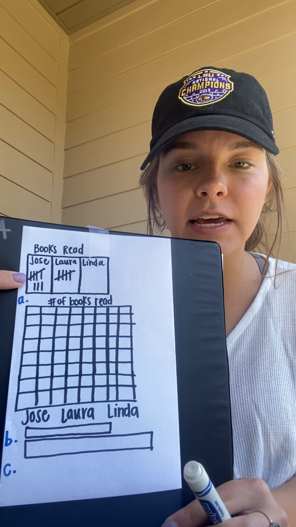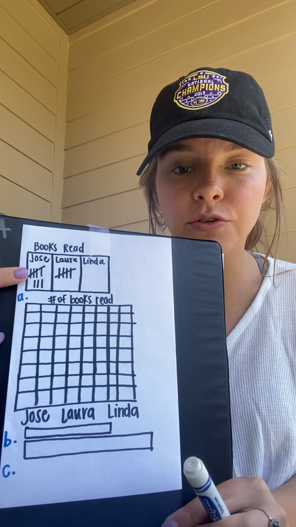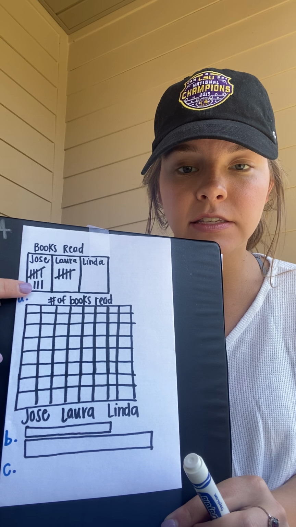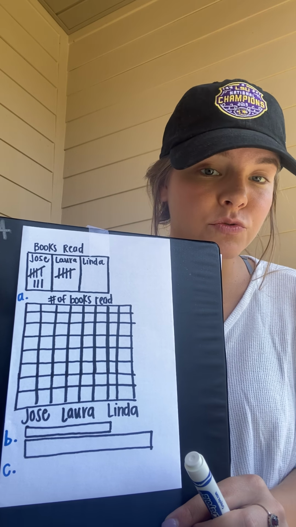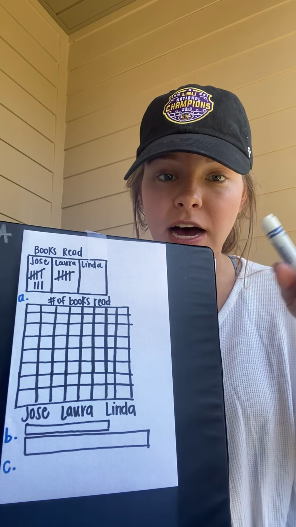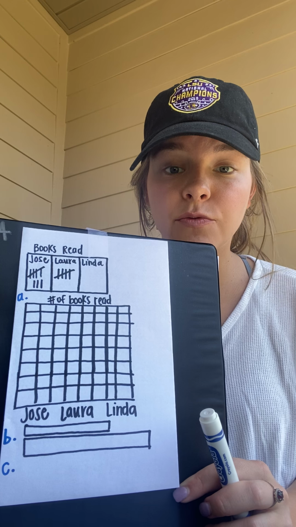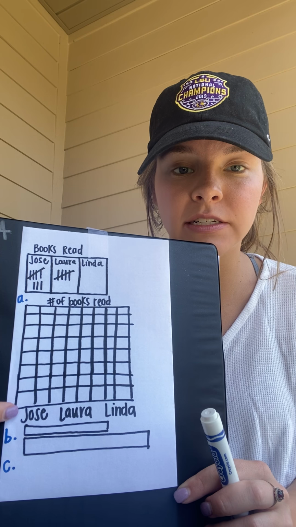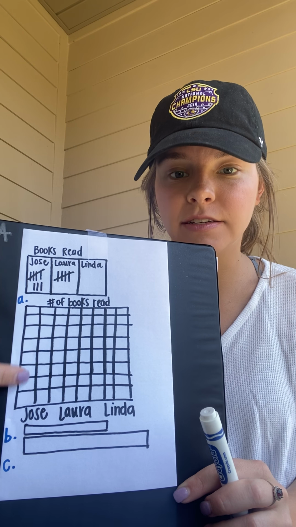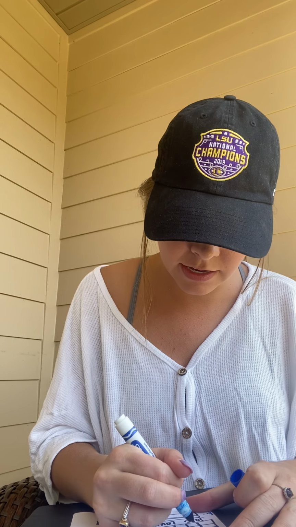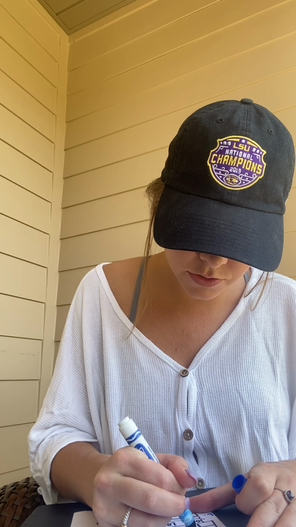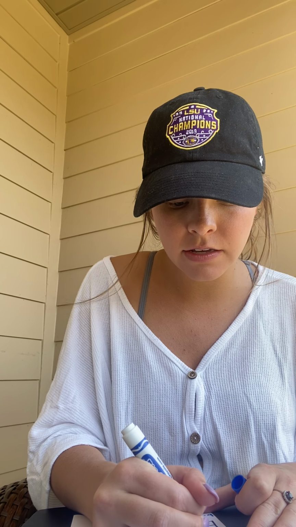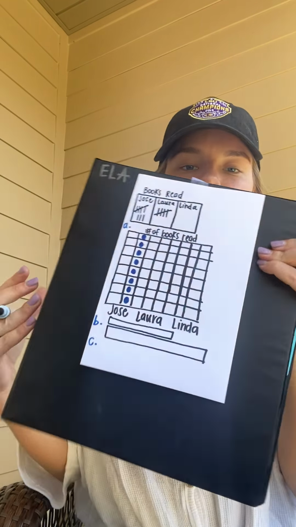If you count how many Jose has, he has 1, 2, 3, 4, 5, 6, 7, 8. And if you notice, in your problem it says each dot stands for one book. So if we know Jose read 8 books, then I'm going to fill in how many spots here? How many dots? 8. So let me do that real quick and show y'all what it would look like. Okay, so I'm at Jose and I'm going to fill in 1, 2, 3, 4, 5, 6, 7, 8 books. And so now my chart looks like that.